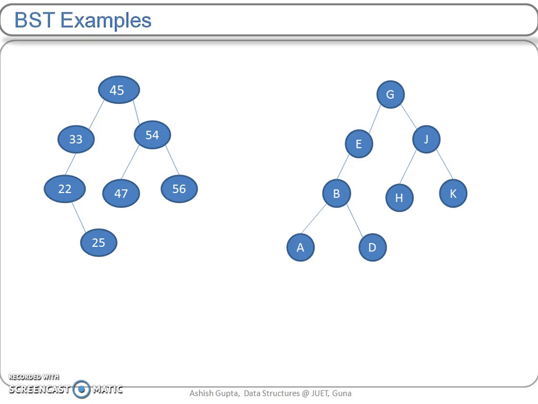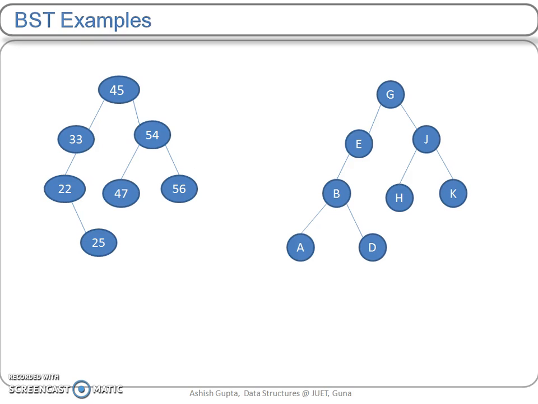So let us see some examples of BST. These are two examples here, where one shows integer nodes and the other shows alphabets. In the left BST, you can see the nodes are arranged in BST form, where the lesser value node appears on the left and the greater value node appears on the right. In the same manner, alphabets are also arranged: E is appearing left of G, and J is appearing right of B.